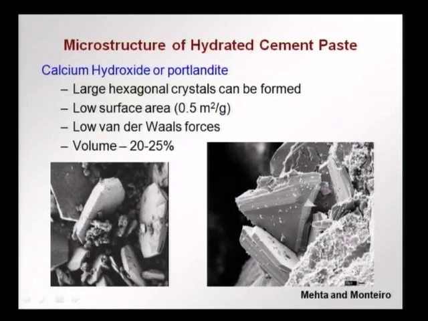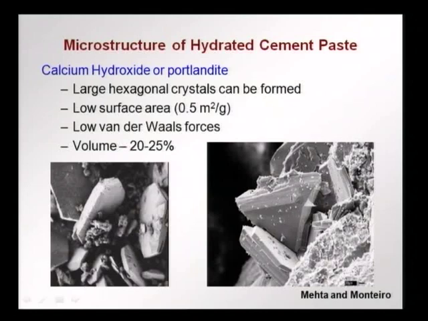In the main hydration reactions, we saw that calcium hydroxide is also produced. This is known as Portlandite in the context of cement chemistry. These are large hexagonal crystals like the ones that you see here in these pictures. They have low surface area, they are quite compact and have very low van der Waals forces. These do not bond well with anything else.